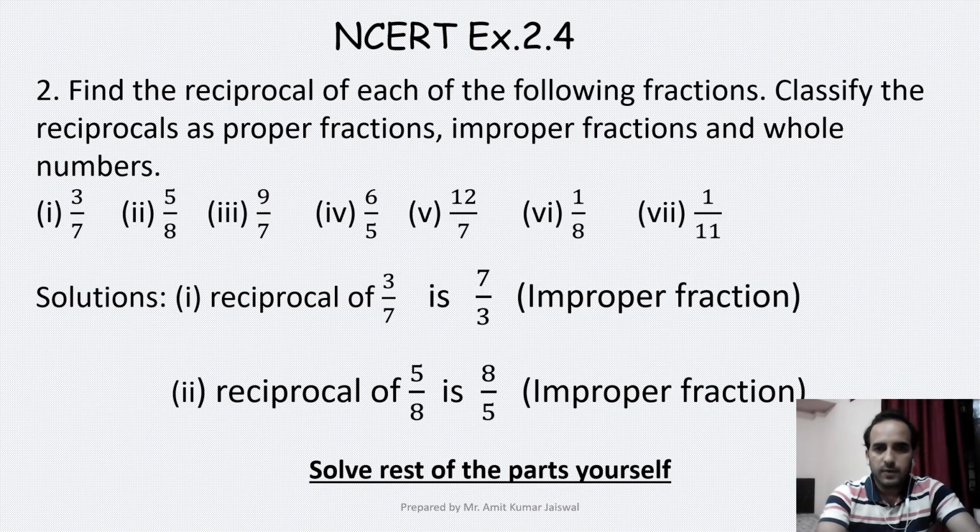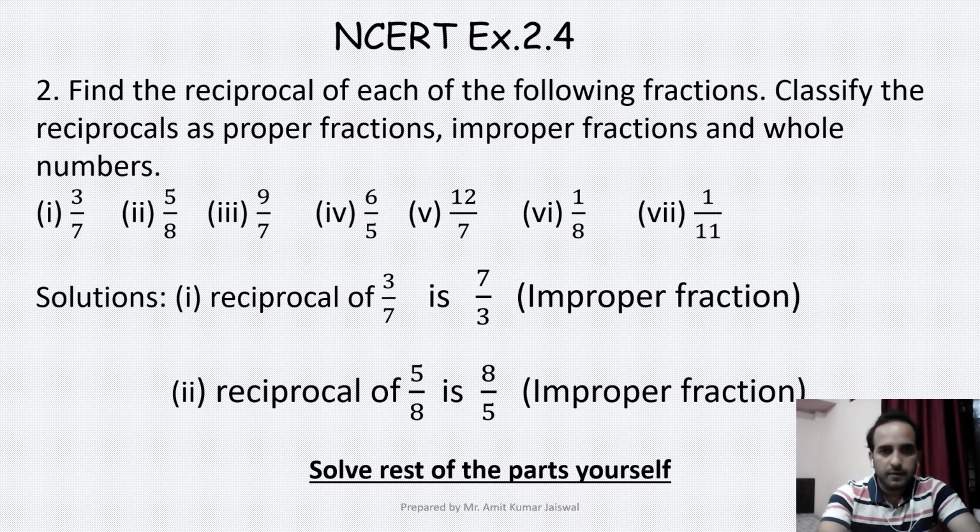Second part, again we have 5 upon 8 and its reciprocal. We interchange the numerator and denominator as we have already discussed, so it's 8 upon 5, and it's an improper fraction again because the numerator is larger than the denominator. So an improper fraction is always such a fraction that involves a whole as well. If you see that 8 upon 5, 8 is the larger value and 5 is smaller, so when you divide it you get some quotient as a whole number there.